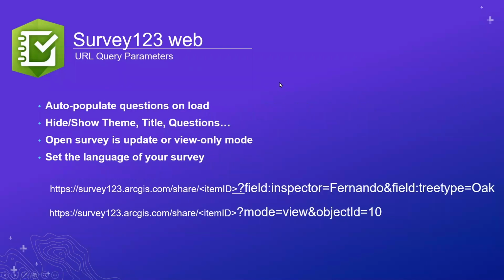URL query parameters is some other new things that are coming along the line that I've messed around a little bit with. These are ways for you to auto-populate questions upon loading. So by putting these things in the URL, you could pre-populate, say, the name of the field inspector, be that you, and then the tree type of oak or whatever, anything that you want, or maybe the particular object that you want to immediately come up in the survey. Okay, so this is a great way to fire off a survey with a bunch of things already preloaded.